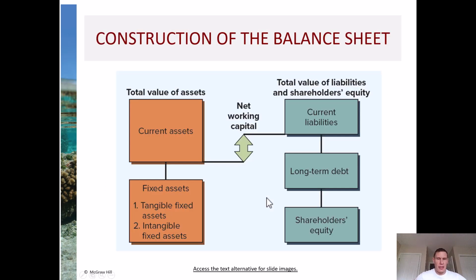So the construction of the balance sheet is typically as follows. For the total value of the assets, we have current assets first, that's usually ordered by liquidity. And then below that, fixed assets. So number one, tangible fixed assets. And then number two, intangible fixed assets. And then if you look on the right hand side, we have the total value of liabilities and shareholders' equity. So we have current liabilities. And then you notice we've got this term working capital, net working capital. So just think of that as, what would you have left over in current assets if you had to immediately pay off your current liabilities? And we have long-term debt on the right-hand side and also shareholders' equity.